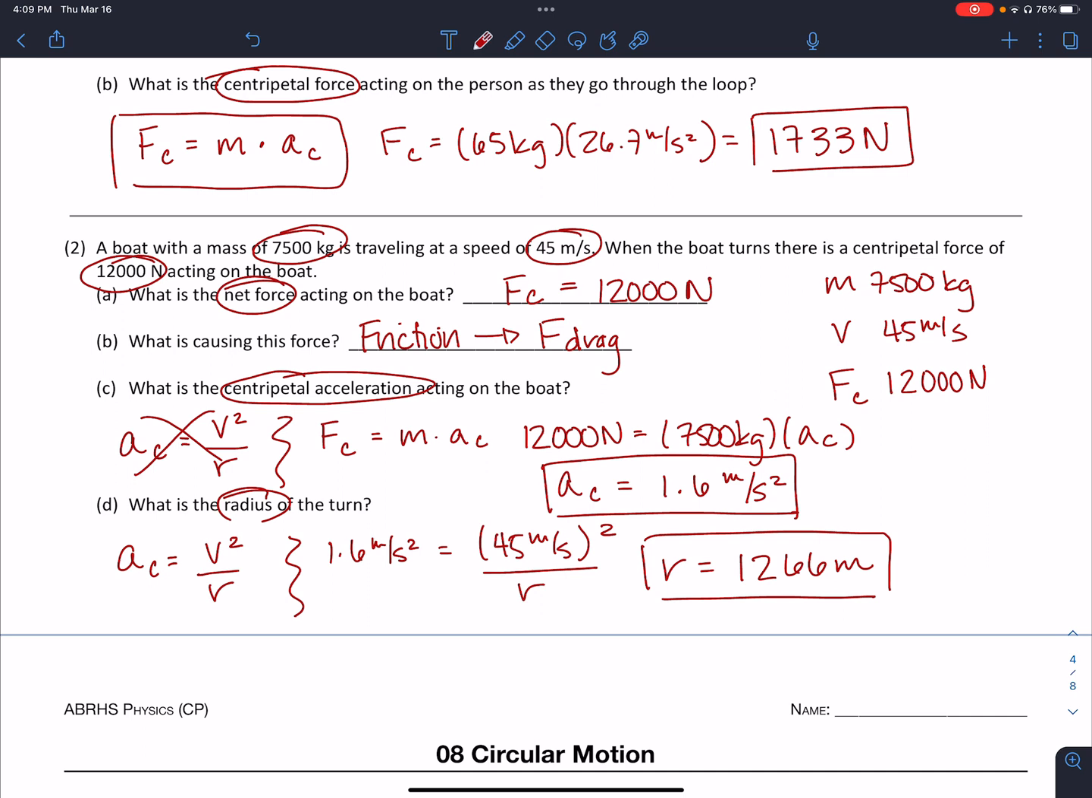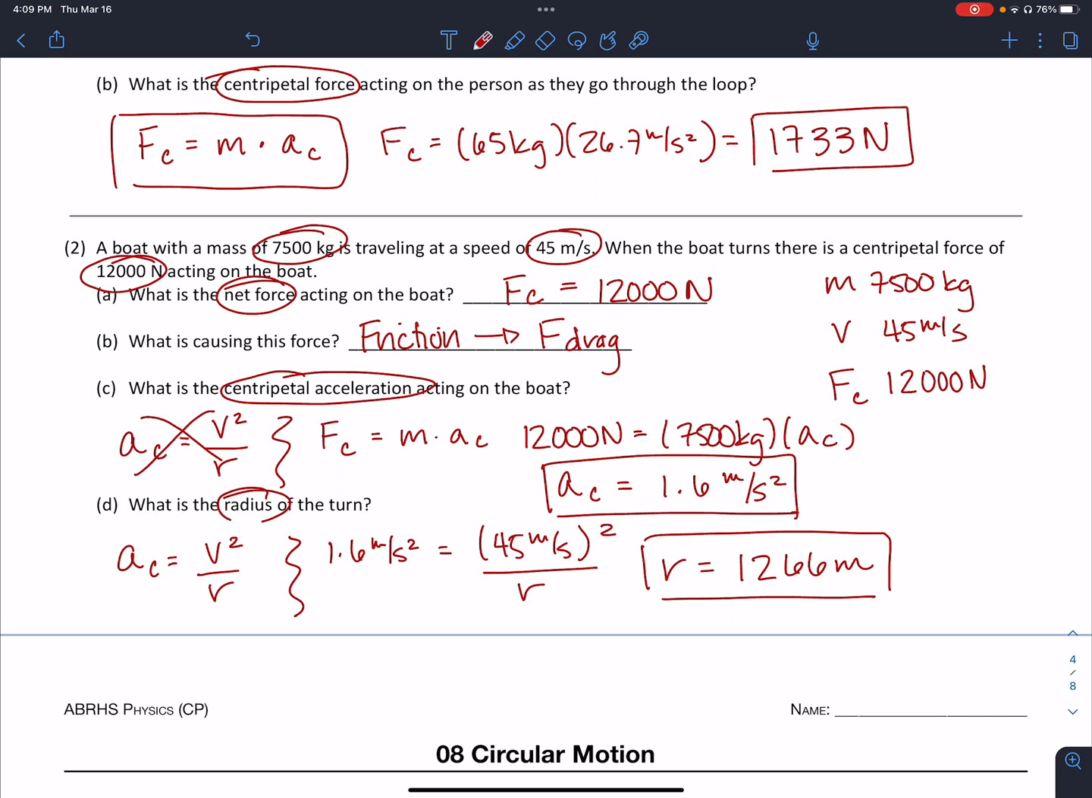Okay, so again, centripetal force has to be there because we have acceleration, still center facing, just like the name suggests, and you can solve it in one of two ways. If you know the mass and the centripetal acceleration, you can use Newton's second law, force equals mass times acceleration. If you don't know the acceleration, but you know the velocity and the radius of your circle, you can substitute those values in for the acceleration and solve that way.